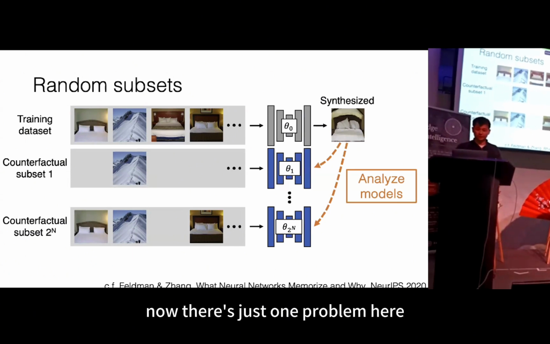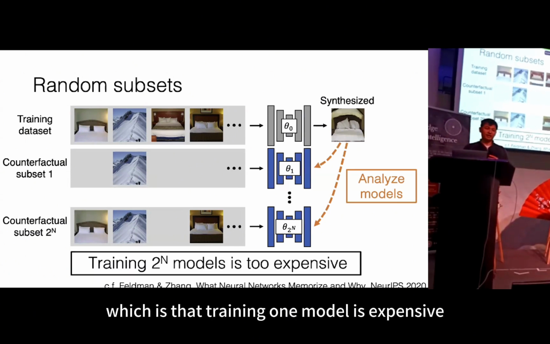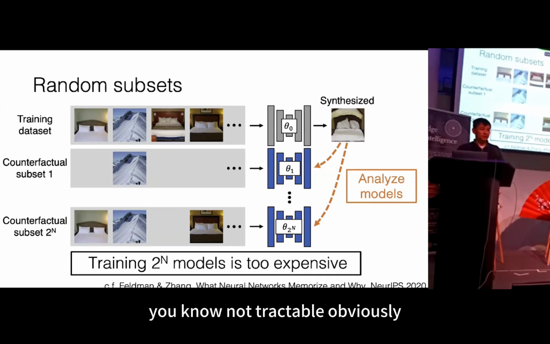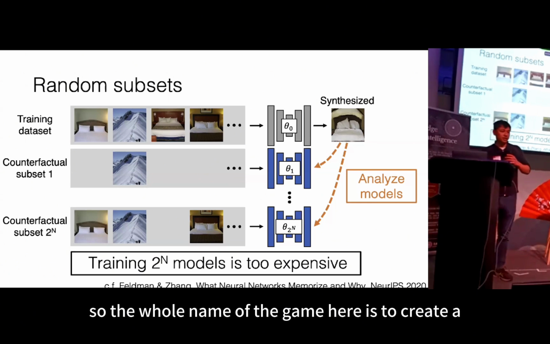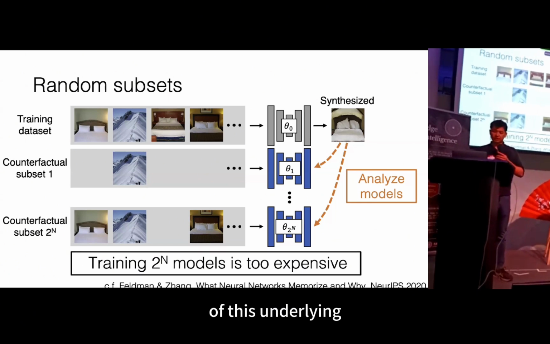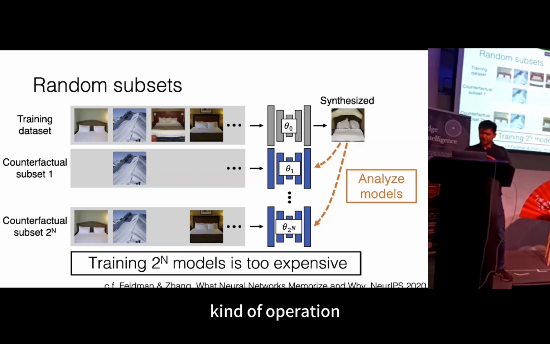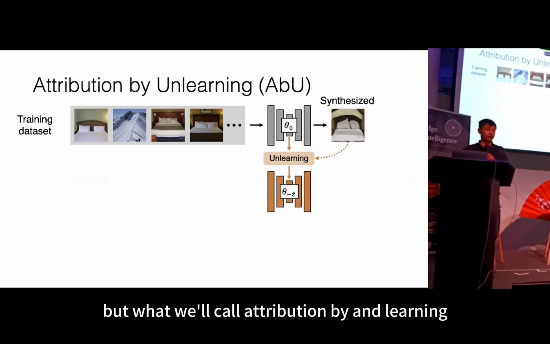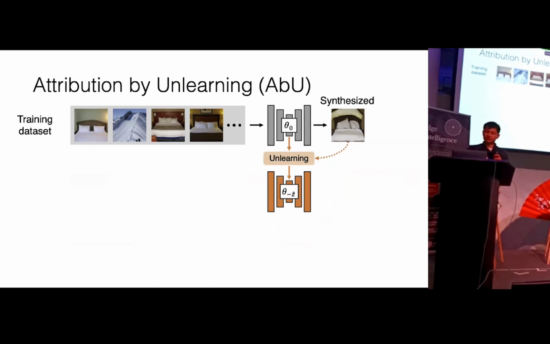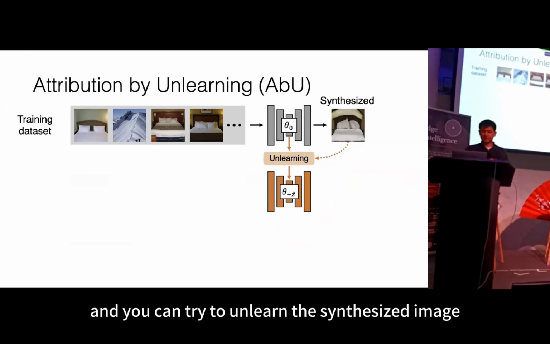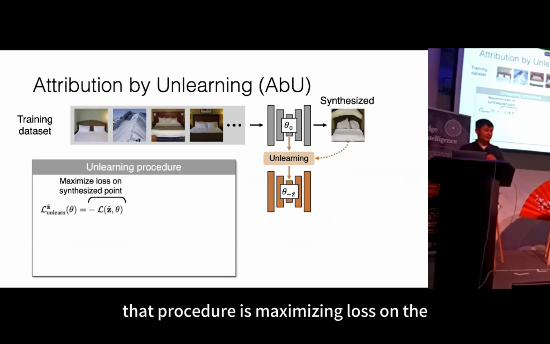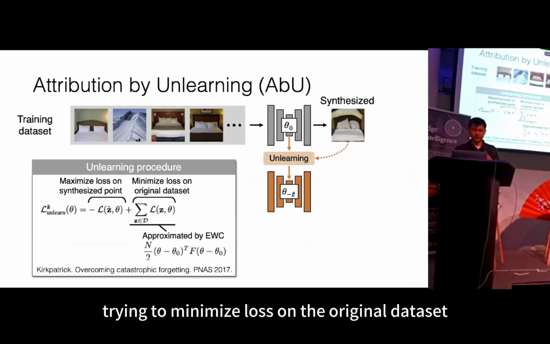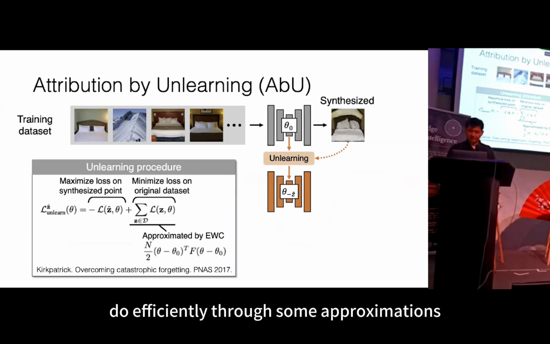Now, there's just one problem here, which is that training one model is expensive, and training 2 to the n models is obviously not tractable. So the whole name of the game here is to create a tractable approximation of this underlying operation. And so what we came up with was what we'll call attribution by unlearning. You can start with the original model and try to unlearn the synthesized image. That procedure is maximizing loss on the synthesized point while trying to minimize loss on the original data set, which you can do efficiently through some approximations.